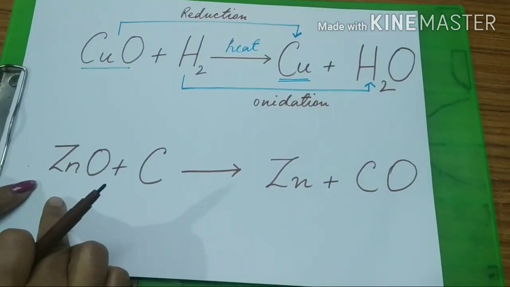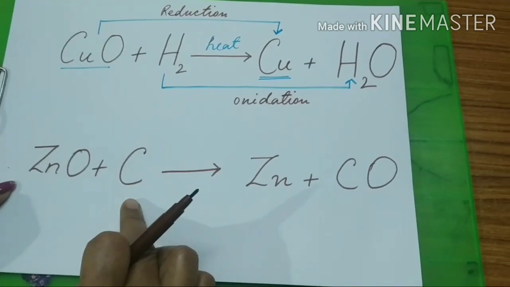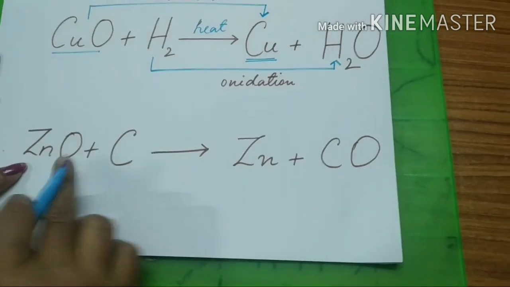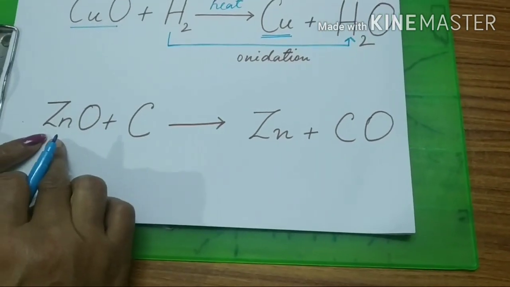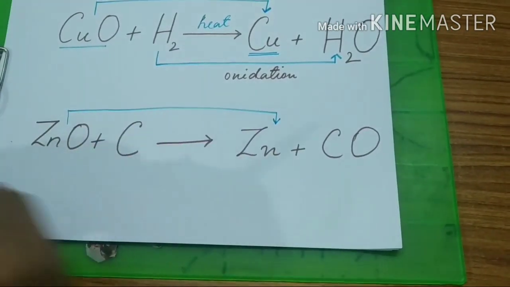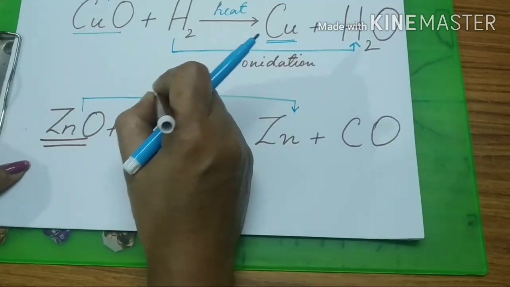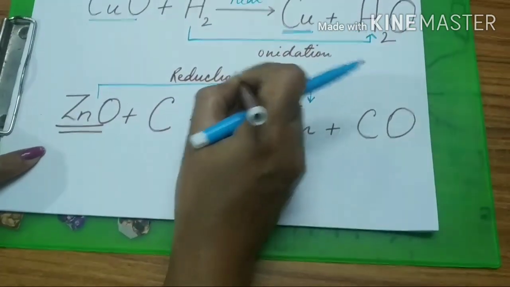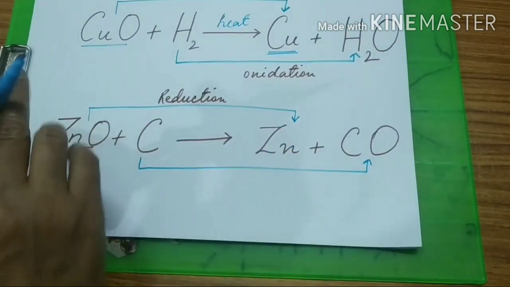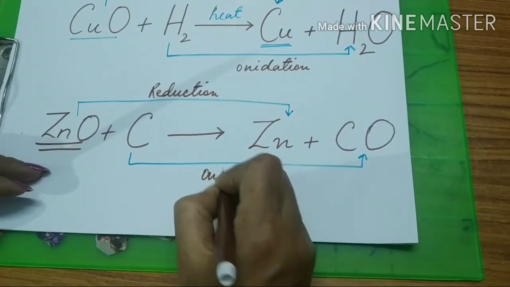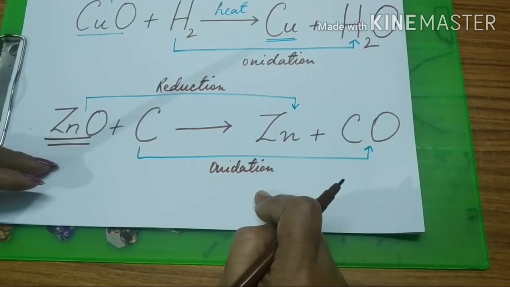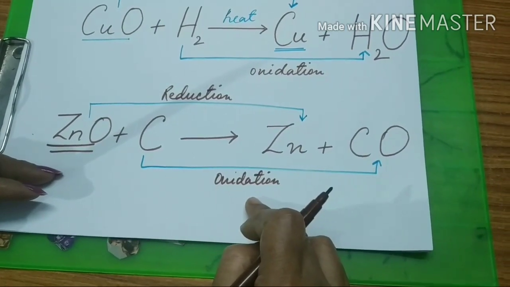Another example, zinc oxide reacts with carbon or coke. Here, from zinc oxide, you see it becomes zinc. That means oxygen has been removed. So again, it is removal of oxygen. So zinc oxide is undergoing reduction. Whereas with carbon, oxygen is getting added, addition of oxygen. So carbon is undergoing oxidation. Here also, reduction and oxidation are happening simultaneously. So this is also an example of redox reaction.